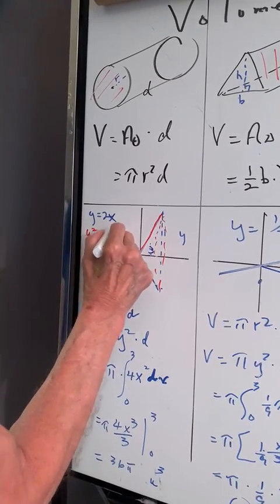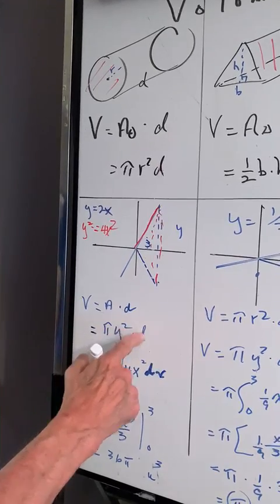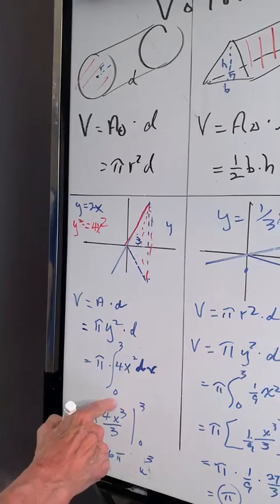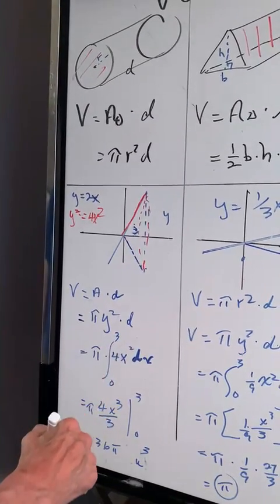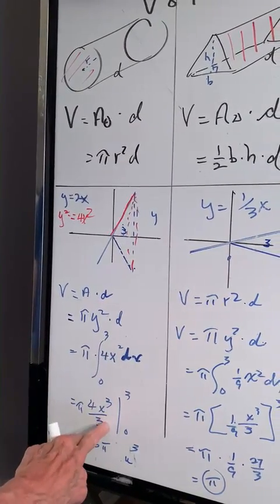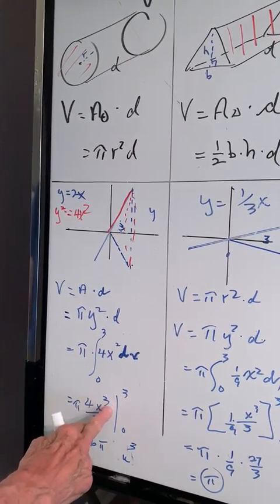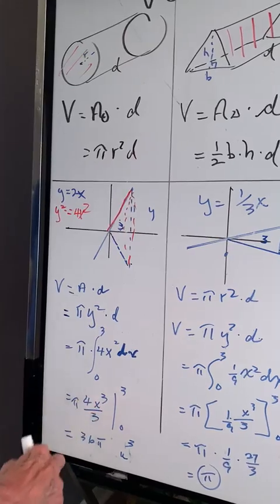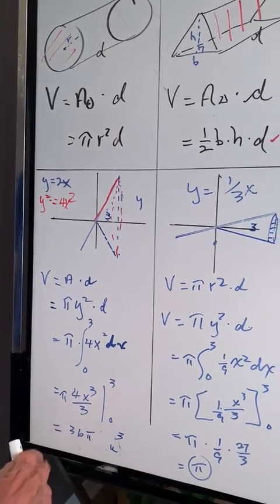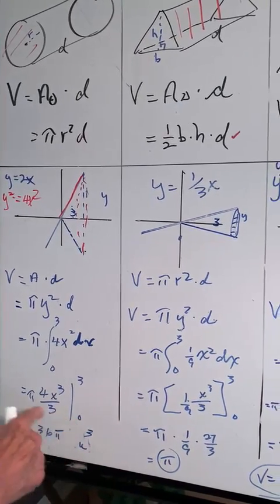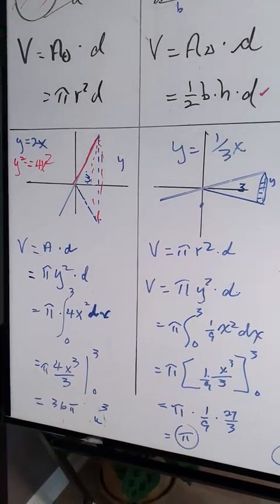Square this. Replace the y squared with 4x squared. Moving it through a certain distance, and the distance is from 0 to 3. Add 1, divide by 3. Substitute the 3, that's 27 over 3, which is 9, times 4 is 36 pi. So the volume would be 36 pi units cubed. The 0 makes it go to 0, it doesn't do anything.